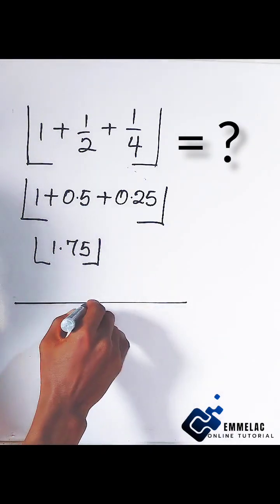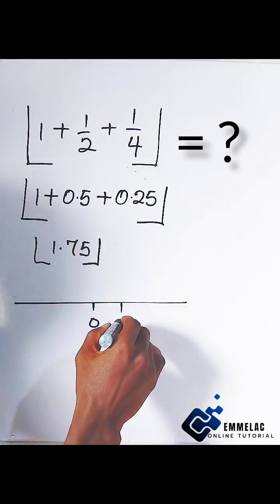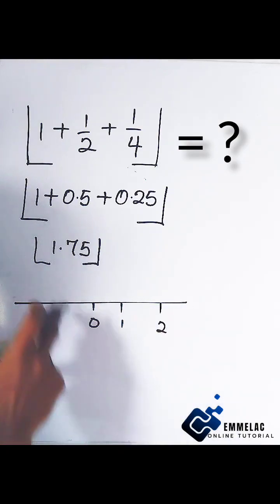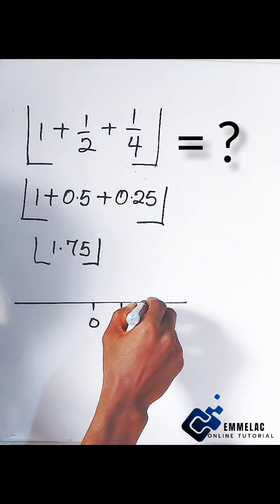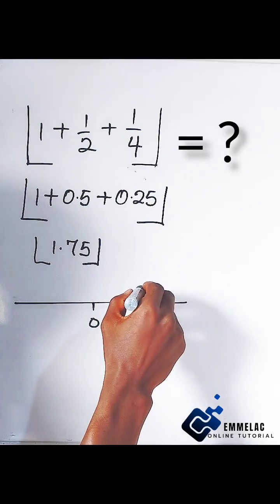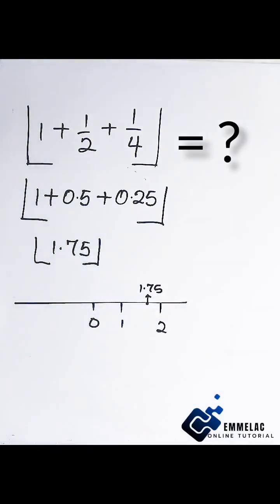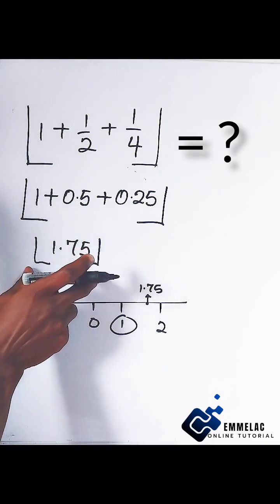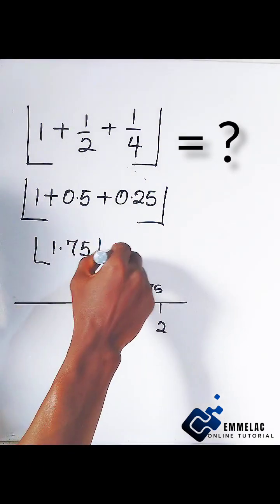Now let us come to what we call the number line. Let's assume that this is 1 and this is 2. Now let us assume that here is 1.75. For the floor function, take note that it is the greatest integer that is less than or equal to 1.75. So the greatest integer that is less than 1.75 is 1. So to this end, the value of this floor function equals 1.